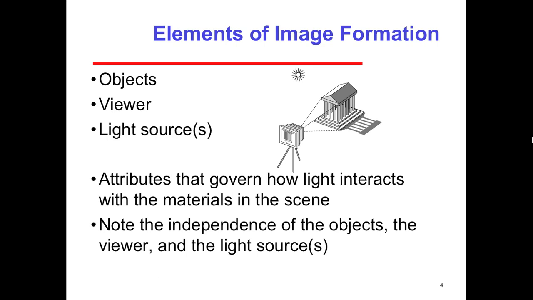So the elements of image formation: we have the objects, and those are everything that appears in the scene. We have the viewer. How are we going to view it? It's orientation, in terms of, are we looking at it face on, are we looking at it from above downward, or from downward to upward? And then we have the light sources. The light source doesn't have to be at the same spot as the view, which is interesting.